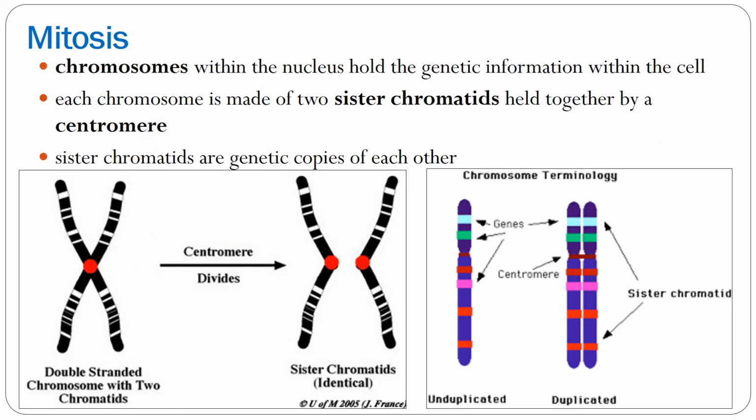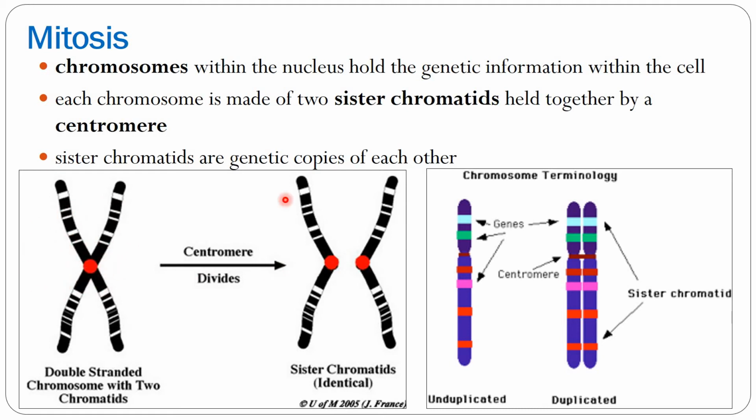Now, chromosomes within the nucleus hold the genetic information, and we learned that in the last 2 lessons. Each chromosome now is made of 2 sister chromatids held together by a centromere. And the sister chromatids are genetic copies of each other. If you can take a look at our chromosome here, it's a double-strand chromosome. It's attached by a centromere.